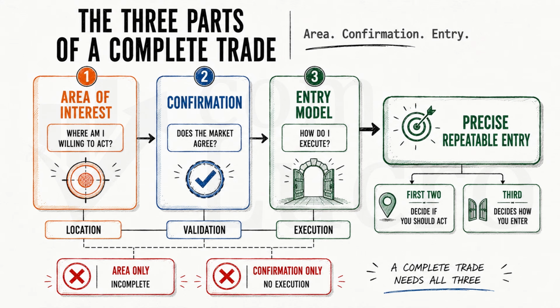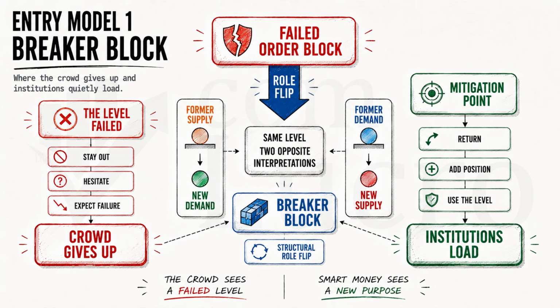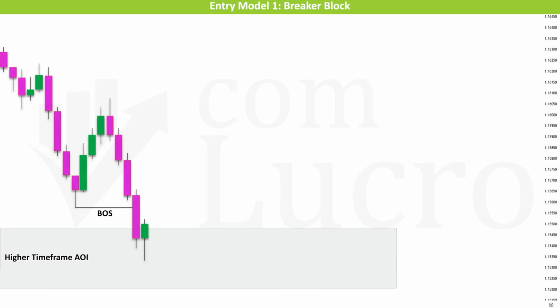A complete trade rests on 3 things: identifying the optimal area of interest, waiting for confirmation, and executing through a well-defined entry model. The first 2 decide where you are willing to act and whether the market agrees. Everything that follows is about the third: turning that decision into a precise, repeatable entry. Let us start with the first one, the breaker block, the spot where the crowd gives up and institutions quietly load. Before we go deeper into the setup itself, let us briefly review what a breaker block is and why it matters in market structure.